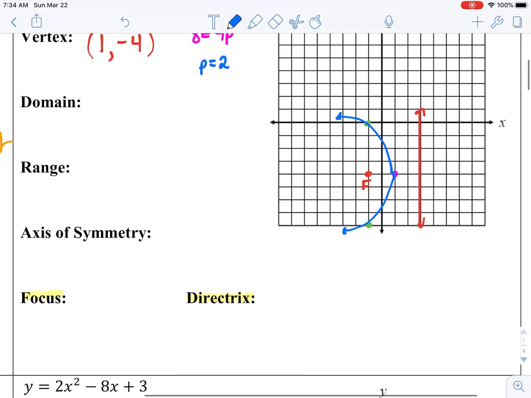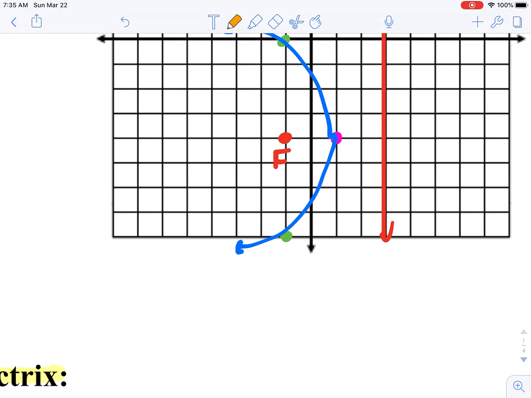questions. The domain is going from negative infinity to 1. Our range is going to be negative infinity to infinity, and hopefully you feel very confident with those. As a reminder, the axis of symmetry is going to be cutting that graph in half, creating symmetry on either side. It goes through the vertex.